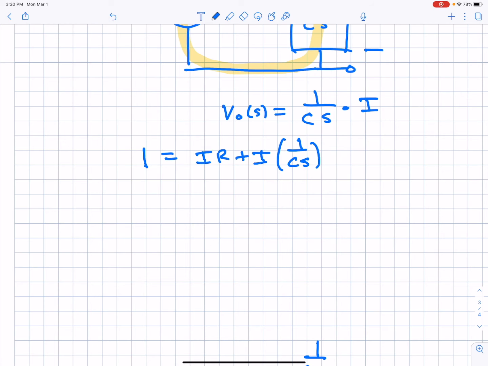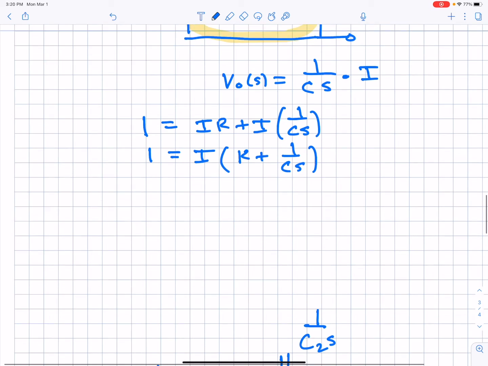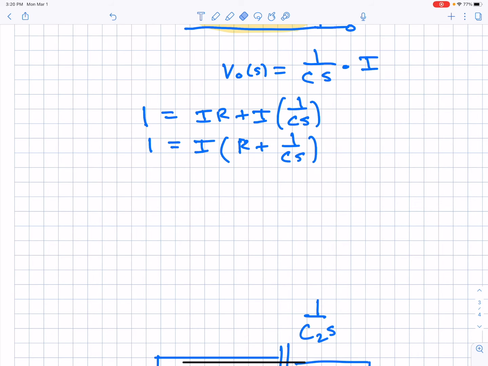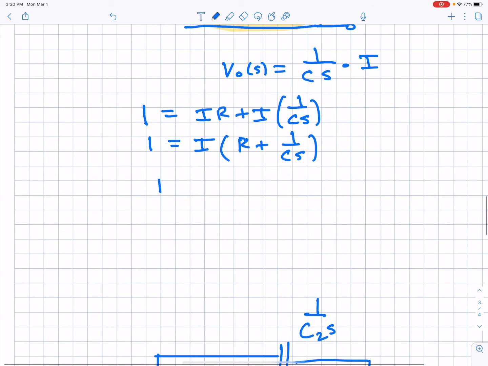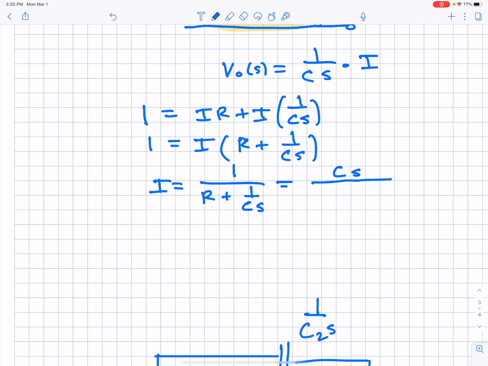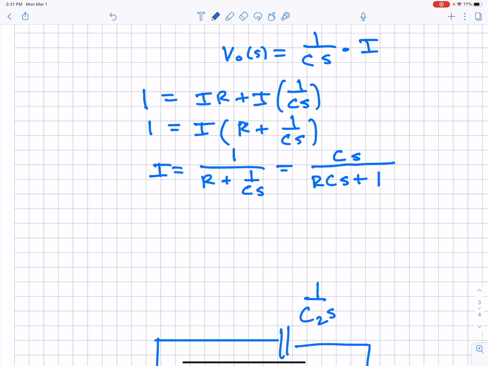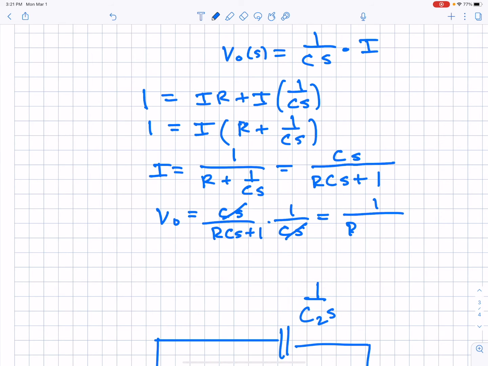At this point, I should be able to solve for I. Factoring out I, I get R plus 1 over CS, and I can solve for I. I can multiply the top and the bottom by CS to simplify the algebra a little bit, and that's what we get for the current I. Then our voltage output, Vout, is equal to I times 1 over CS. I notice that the CS cancels, and I get 1 over RCS plus 1.